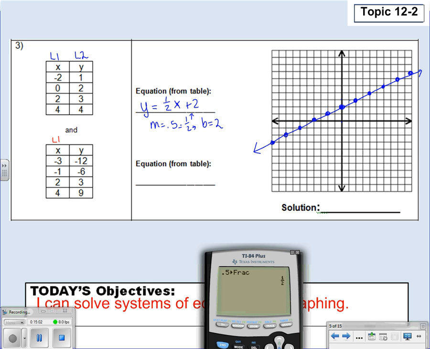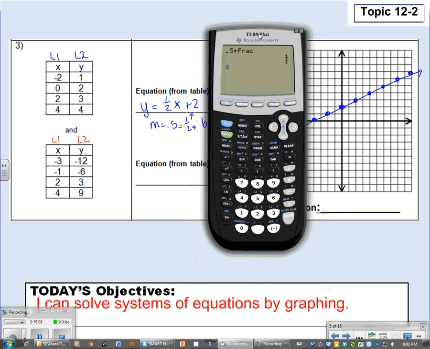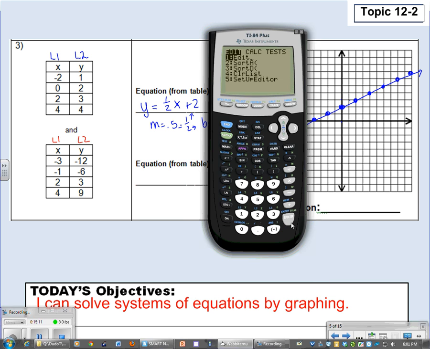And now we're going to find our equation using our second table. Stat, edit, let's type in some numbers, and clear, press enter. Now we're going to type in -3, -1, 2, and 4. In L2, we want what is in our table. So we have a -12, -6, 3, and 9. Just check the numbers.